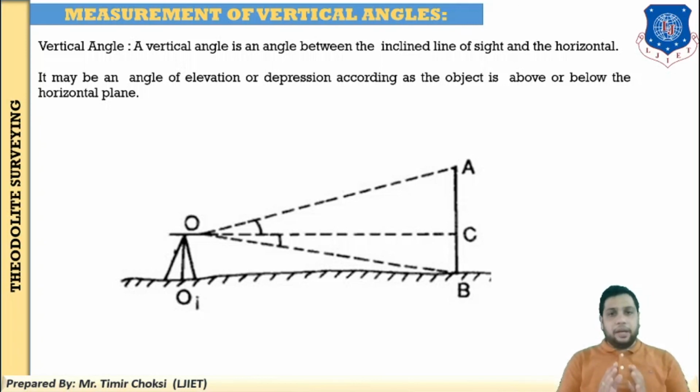So this is about the measurement of the vertical angle; only an overview is given, not the procedure, because in this chapter we focus only on finding the horizontal angle. Vertical angle I have covered in trigonometric leveling. So here we only focus on finding the horizontal angle.